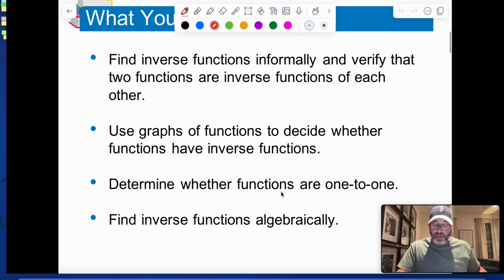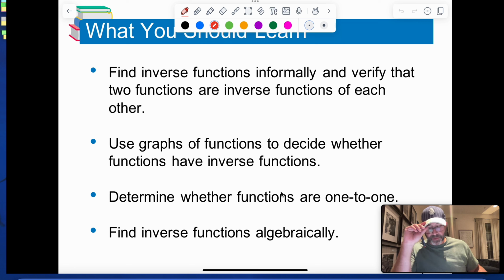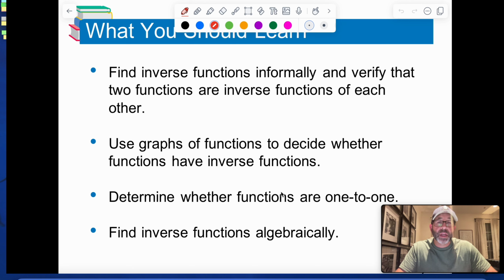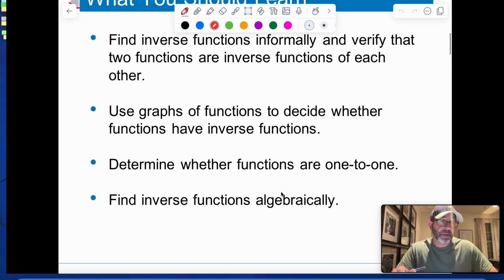So what you're going to learn is that you're going to find inverse functions in formula and verify them. You're going to use graphs of functions to decide whether functions have an inverse function. And then you're going to determine whether functions are one-to-one. And then you're going to find inverse functions algebraically. That's probably going to be the hardest part, is finding them algebraically.